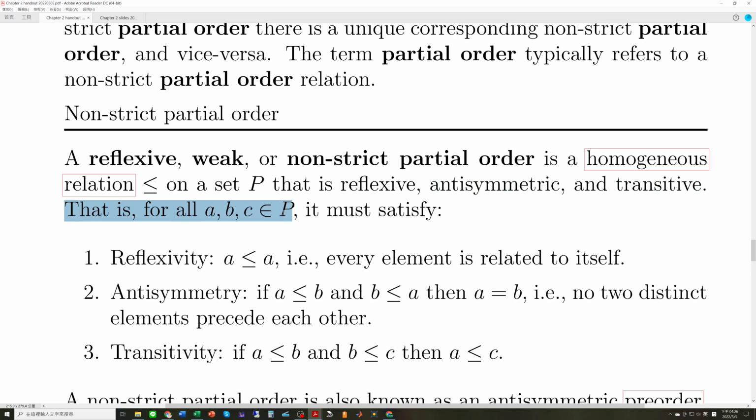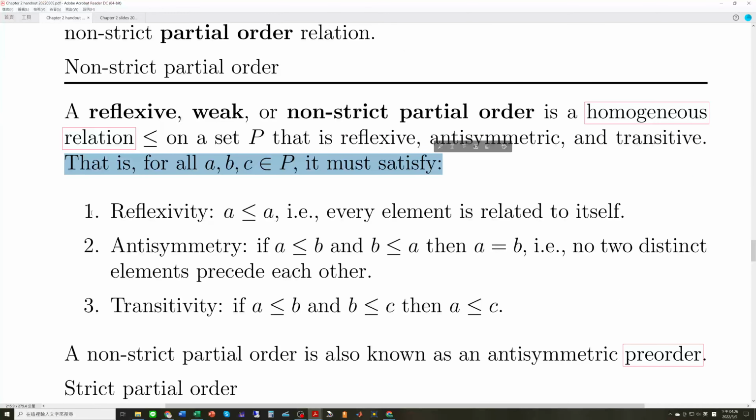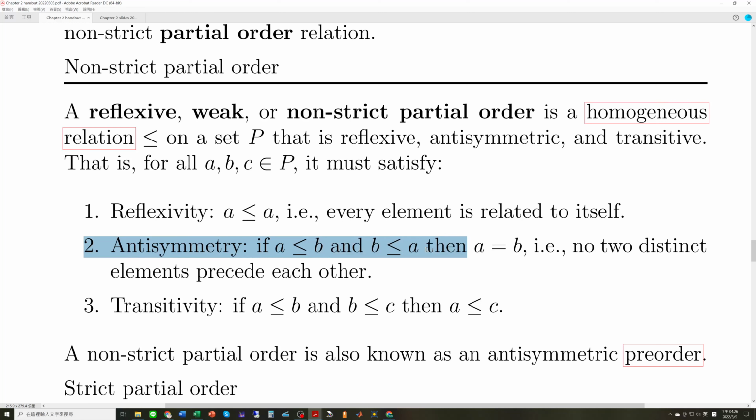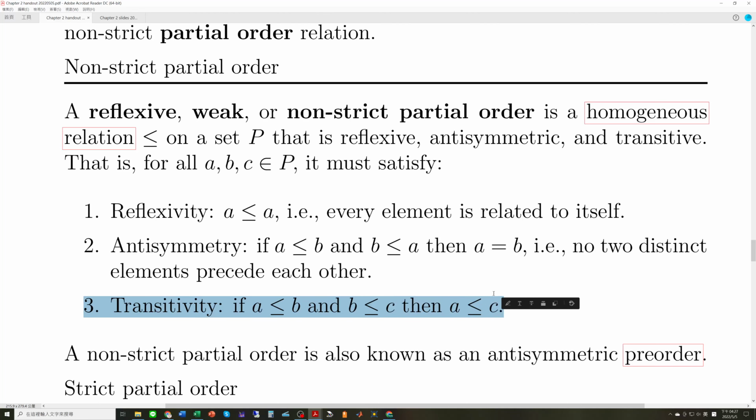That is, for all A, B, C in P, it must satisfy 1. Reflexivity. A is smaller than or equal to A. That is, every element is related to itself. 2. Antisymmetry. If A is smaller than or equal to B, and B is smaller than or equal to A, then A is equal to B. That is, no two distinct elements precede each other. 3. Transitivity. If A is smaller than or equal to B, and B is smaller than or equal to C, then A is smaller than or equal to C.